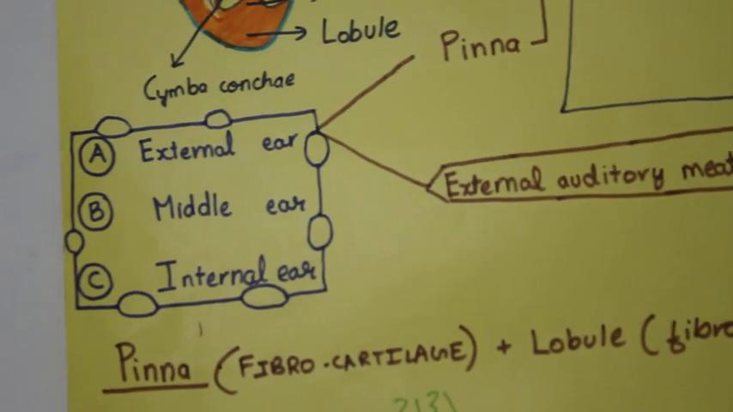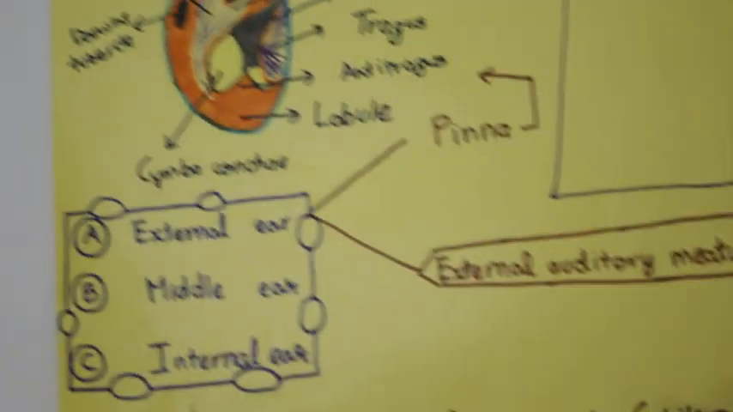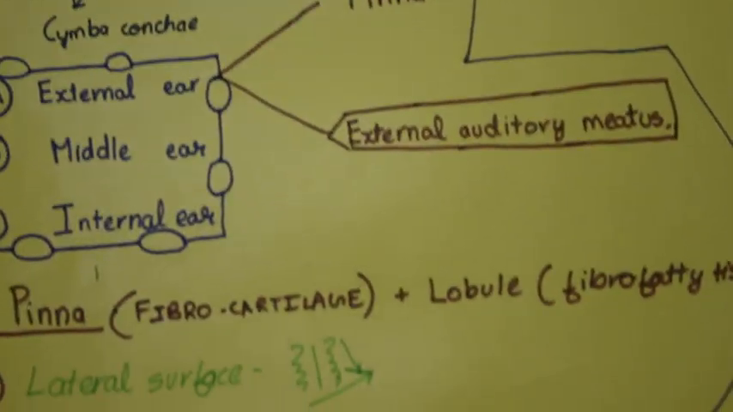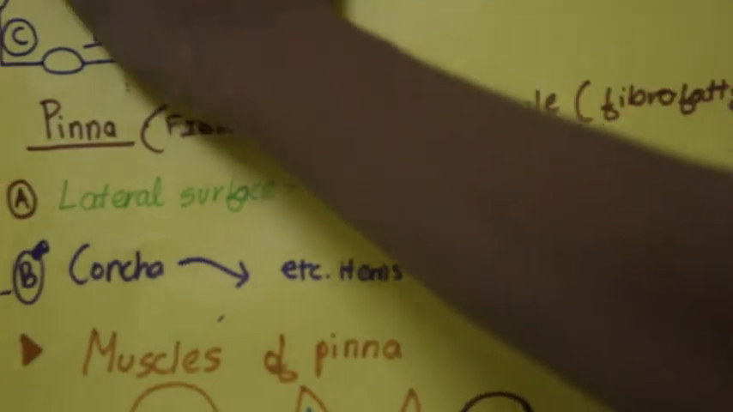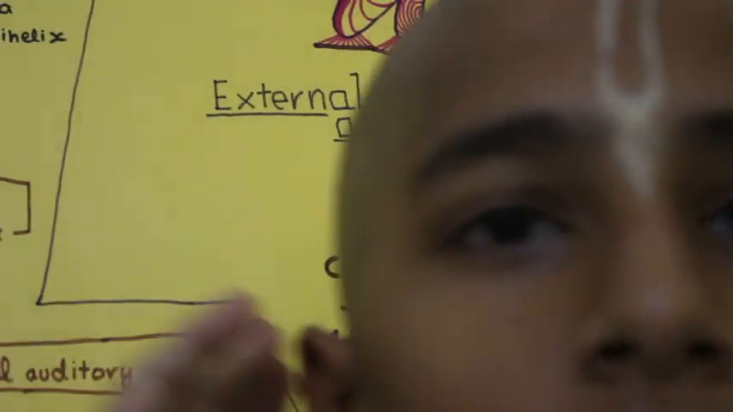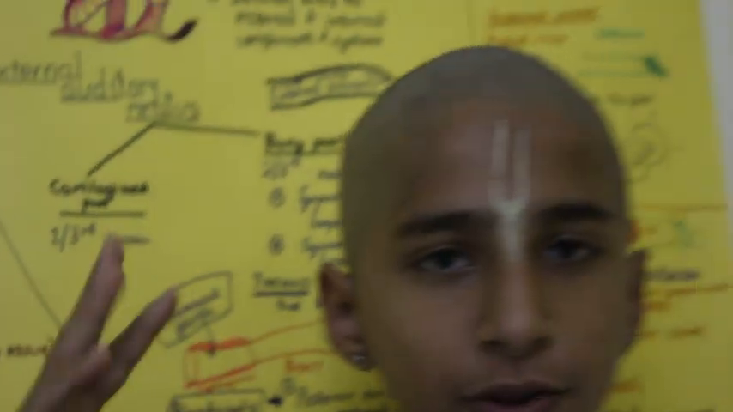So the pinna is fibrocartilage, and the lobule, the inferior part, is fibrofatty tissue. The lateral surface is what we're seeing today. Basically, the ears are extending laterally. We have the ears as shell-like projections on the two lateral sides.